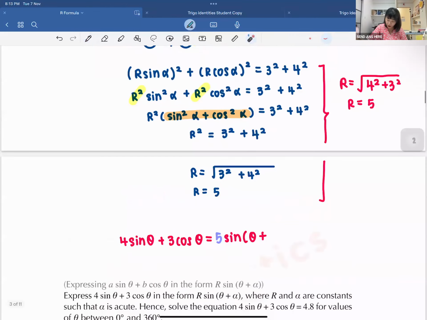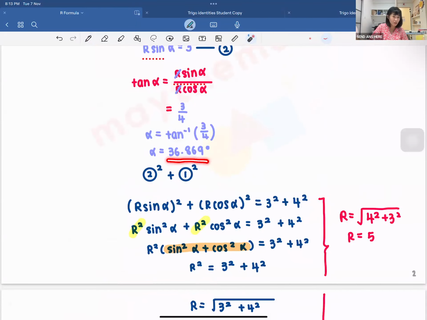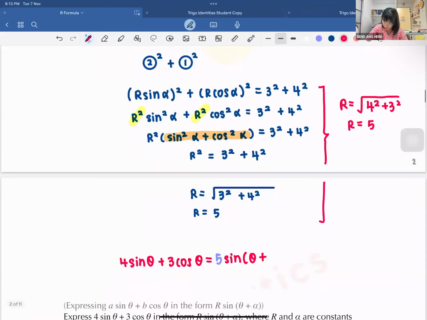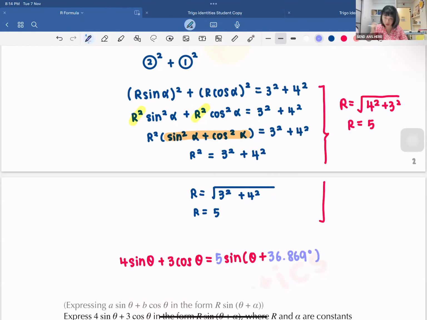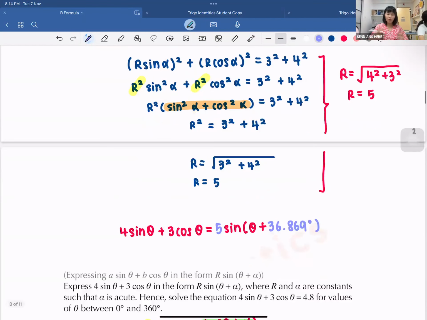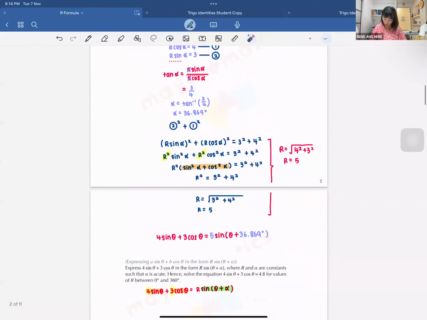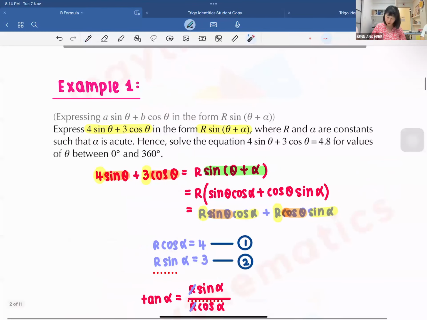Alpha, just now haven't we found already? Alpha, can you see this? We found 36.869. So let's sub it in here. 36.869 degrees. Okay, so your R formula, you are done. This is your R formula. Okay, this is what they want, isn't it? This is what they want. See? They want you to express like that. Okay, so you got the R formula already.